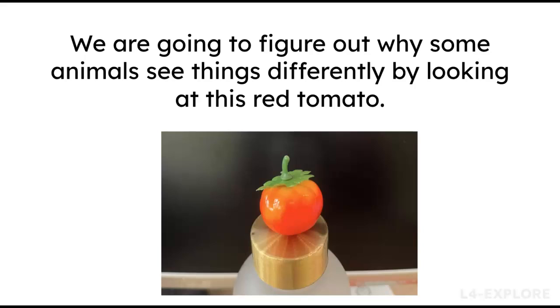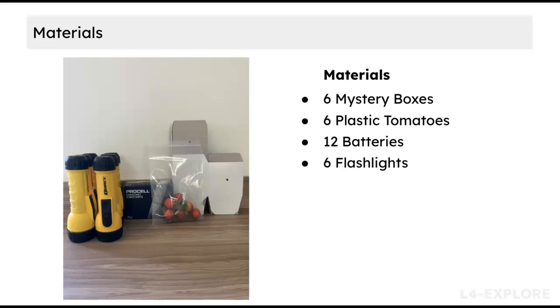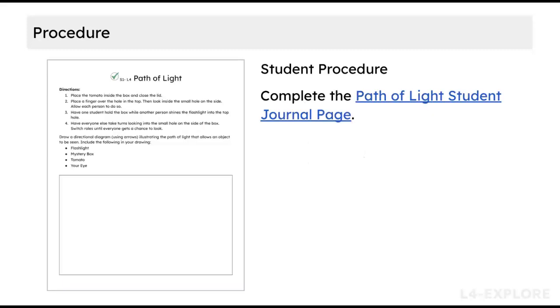For the Explore portion, you'll tell students that they are going to figure out why some animals see things differently by looking at a red tomato from the MySci kit. They will do the Path of Light model activity. Be sure to see the teacher tutorial showing the setup and procedure instructions for the activity. Students will use the Path of Light student journal page to follow through the investigation.